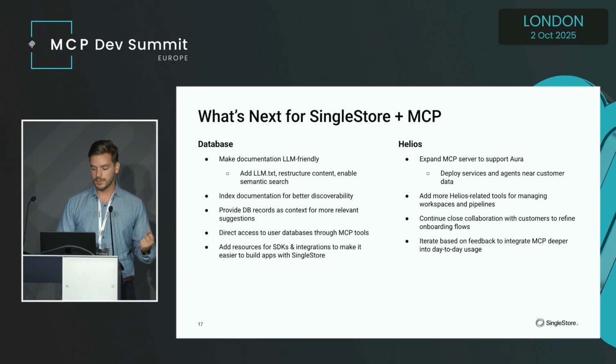Add more Helios-related tools to gradually allow LLMs to actually manage the flow for you instead of just listing things. Actually resume workspaces, access databases with the safeguards and so on. And continue close collaboration and getting a lot of feedback from the customers to improve the product.